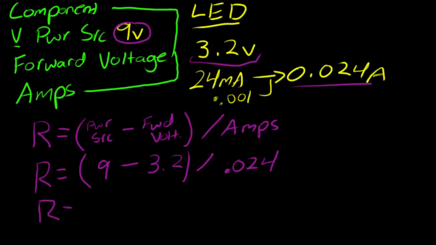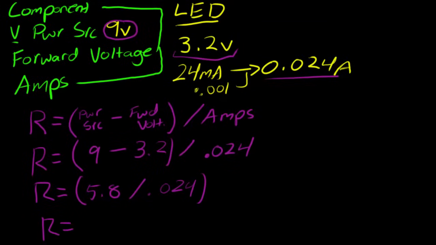So if we simplify this, R equals 9 minus 3.2 is, I believe, 5.8. So we have to do 5.8 divided by 0.024. And if we whip out a calculator, this is equivalent to approximately, rounding all the decimal points, 240 ohms. There we go. We know if we want to use my specific LED in a circuit where the power source or the battery is a 9-volt battery, we must have a 240 ohm resistor in the circuit, or somewhere around there. It doesn't have to be exact, to operate my LED at its maximum potential according to the manufacturer.